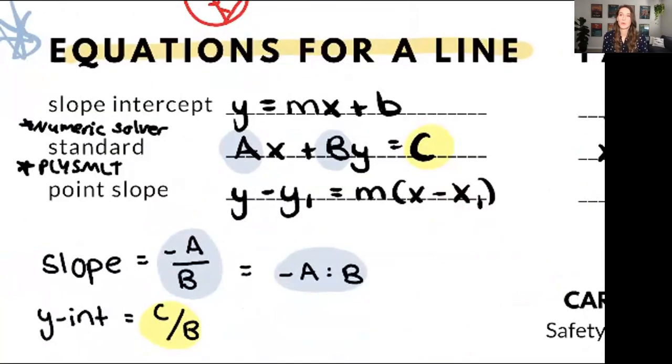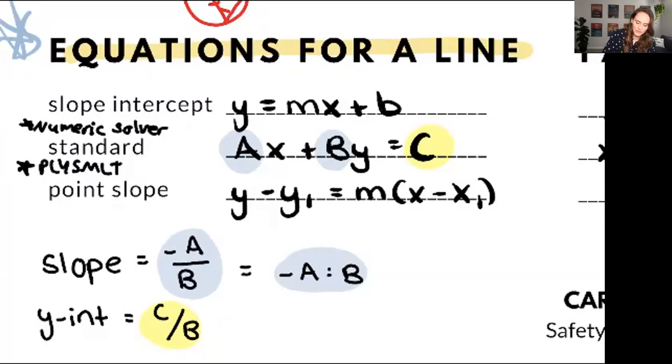Equations for a line. Like I said before, the bulk of your questions will deal with this concept. There have been SATs where they will have y equals mx plus b questions. Like every third question deals with this concept, which is really tragic for students that don't fully understand it. So slope-intercept form is y equals mx plus b, where m is the slope and b is the y-intercept. Standard form is ax plus by equals c.